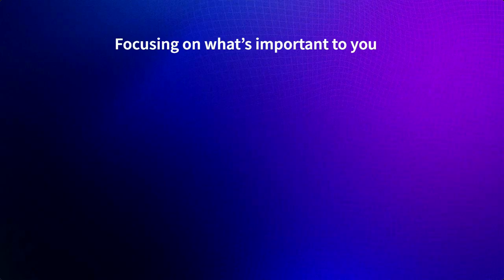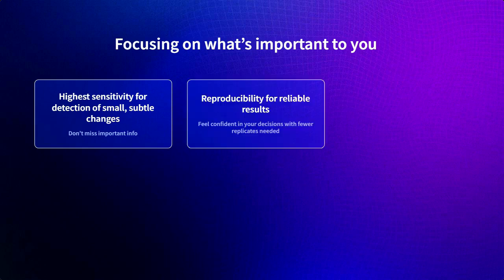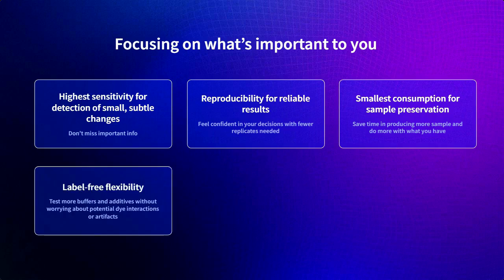I hope that in walking through this data, I've demonstrated how the Prometheus Panta is valuable for optimizing buffer formulations. First, the sensitivity of the measurements means that even small, subtle changes are apparent, so you don't miss any important differences between conditions. Reproducible data means increased confidence in your results and the need to run fewer replicates. The Panta requires a low sample volume and runs all these experiments in parallel, so you aren't having to use a lot of sample to get multiple stability parameters. And because of the Panta's technology, you don't need any extrinsic dye, giving you flexibility with buffer conditions and preventing dye artifacts.